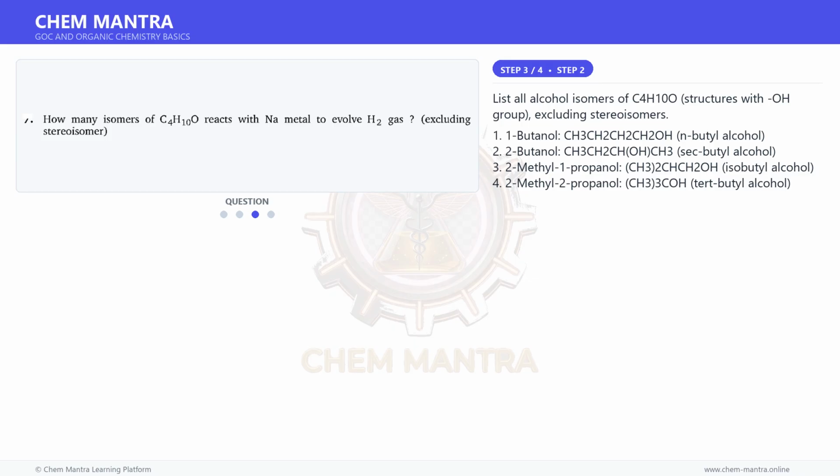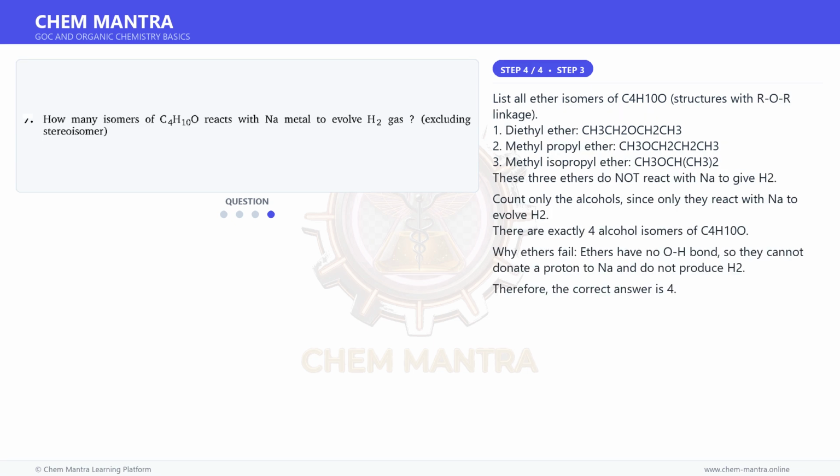3, 2-methyl-1-propanol, (CH3)2CHCH2OH, isobutyl alcohol. 4, 2-methyl-2-propanol, (CH3)3COH, tert-butyl alcohol. And for the final step, list all ether isomers of C4H10O, structures with ROR linkage.